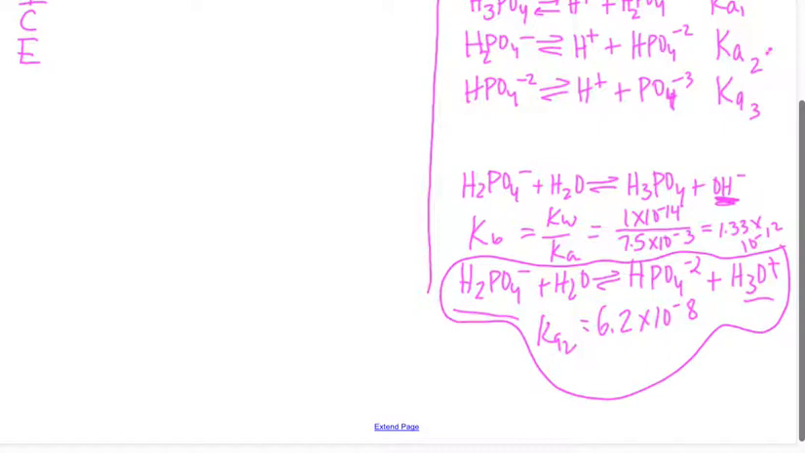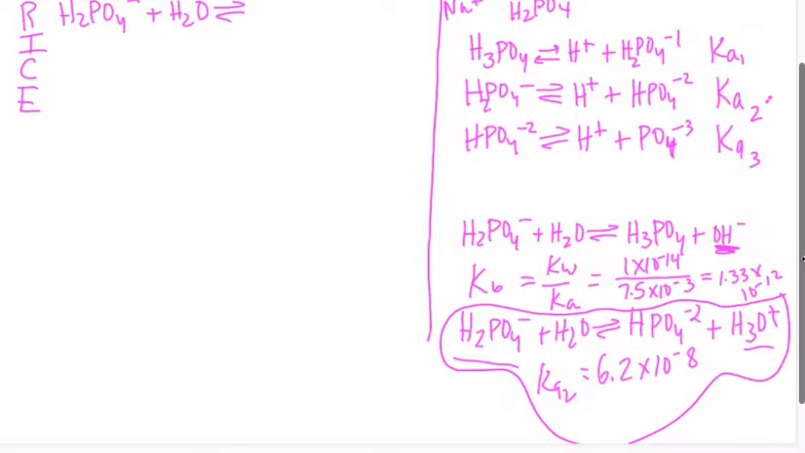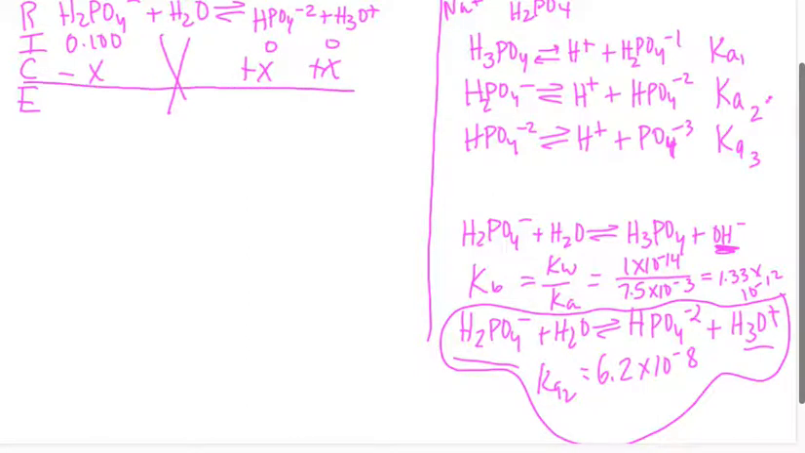So now we just treat this like any other normal rice table. And so our products then, we've decided, are going to be HPO4 minus 2 plus H3O plus. The original concentration was 0.1? 0.100. So y'all know how to do this. Go ahead and get started while I'm talking. Minus X, plus X, plus X. Now it's just a normal rice table. So we get Ka, or is this the Kb one? This is the Ka one.